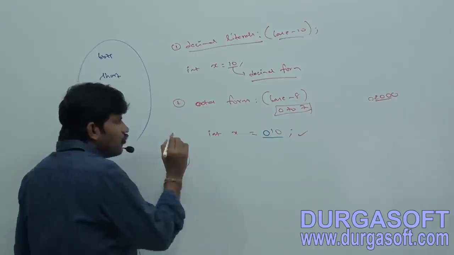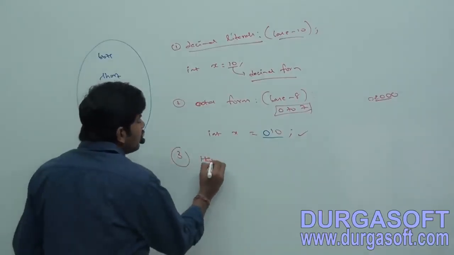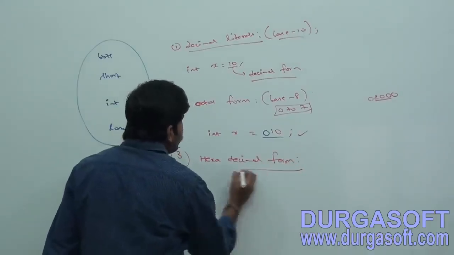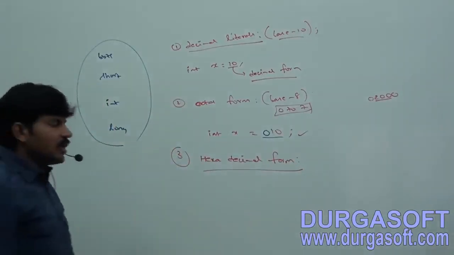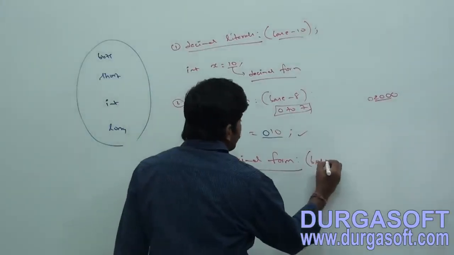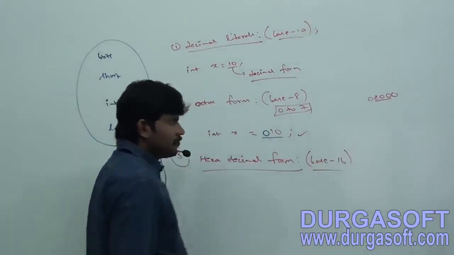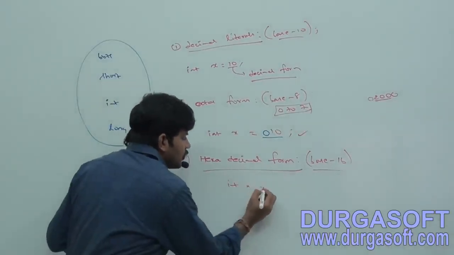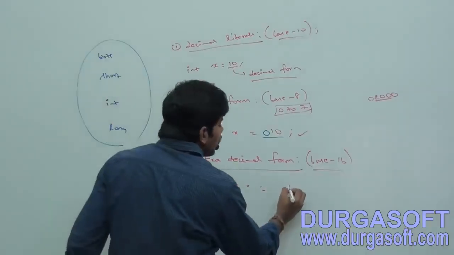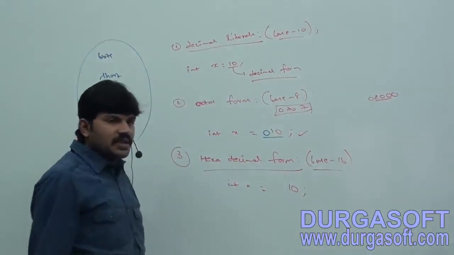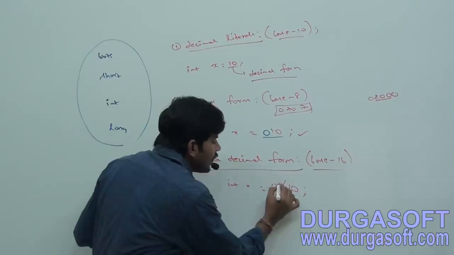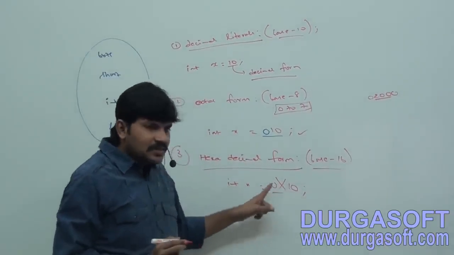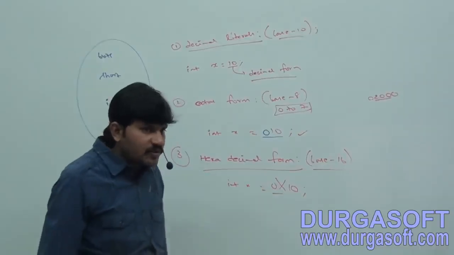Next, we can specify literal value even in hexadecimal form also. Now we can use the term base 16. Int x is equal to, sir, I am taking 10. Int x is equal to 0x10. If a number is prefixed with 0x, now this number is treated as what?